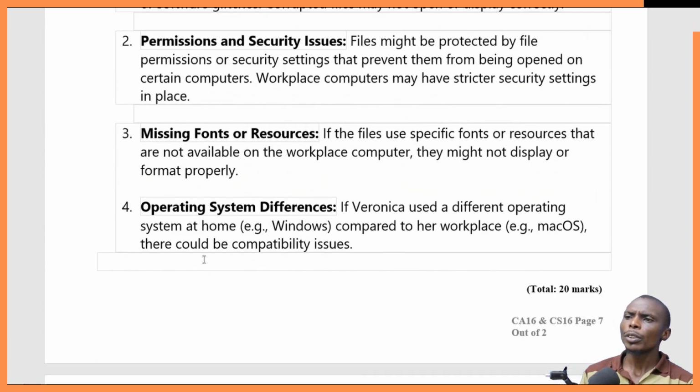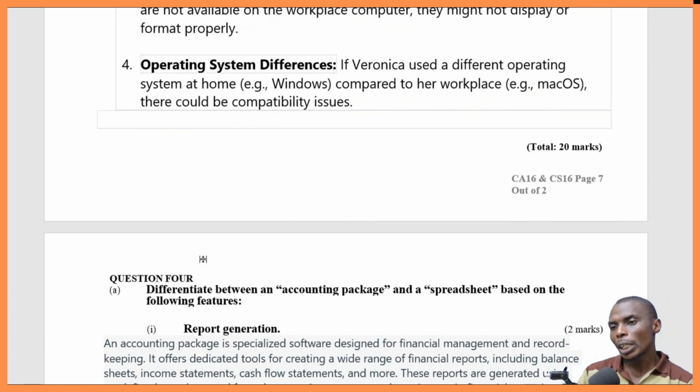Then missing fonts or resources. If the files use specific fonts or resources that are not available on the workplace computer, they might not display or format properly. And lastly, we have differences in the operating system. Maybe she is using Windows, and in the workplace they are using Mac. So these word processors will not be compatible based on the platform in which they were made.